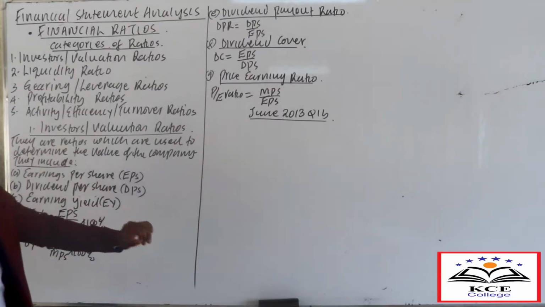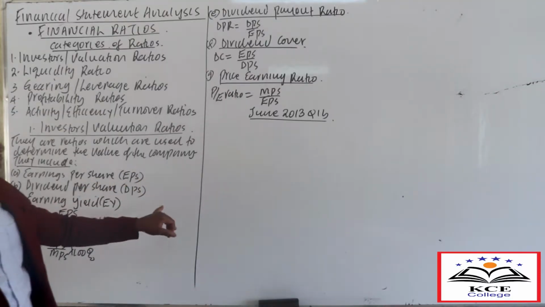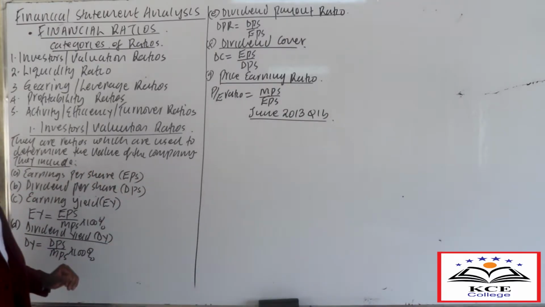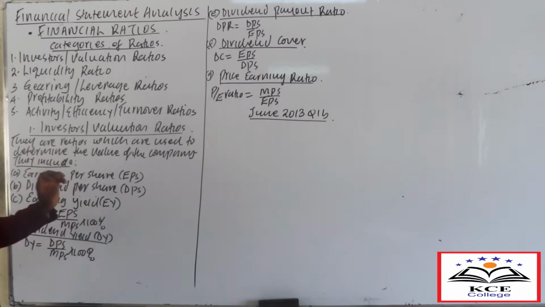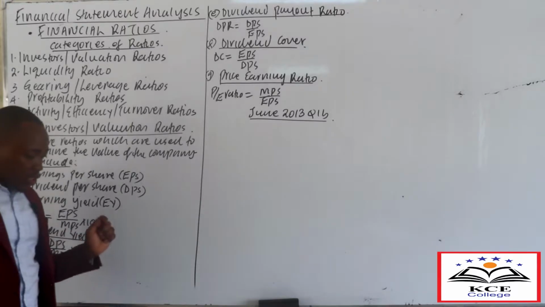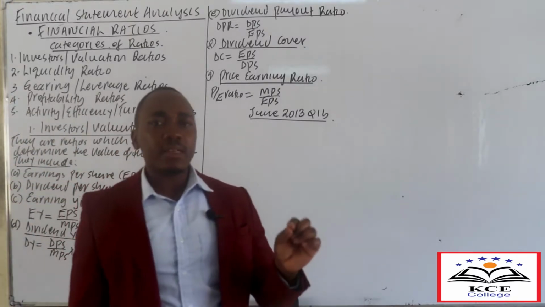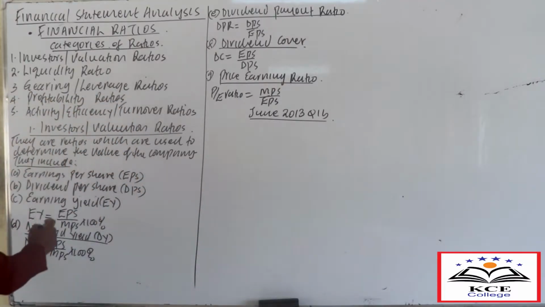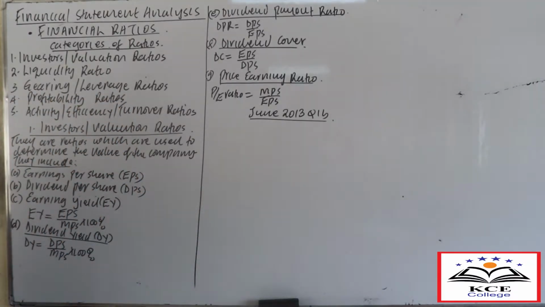Then you have dividends per share. How do you get dividend per share? You take the total dividend declared, then you divide by the number of shares. Then we have the earning yield. The earning yield shows the proportion or the percentage of earnings for every amount invested. This is how you get the earning yield. You take the earnings per share, you divide by the market price per share.